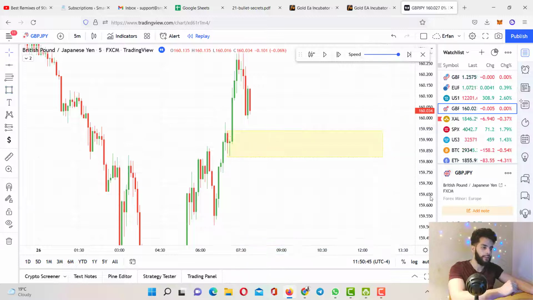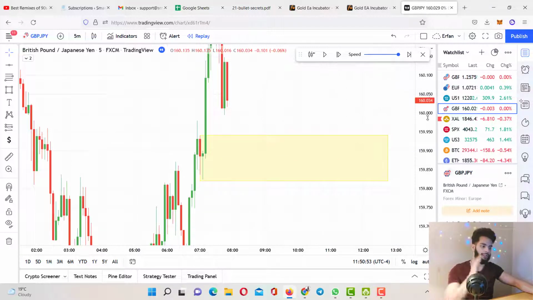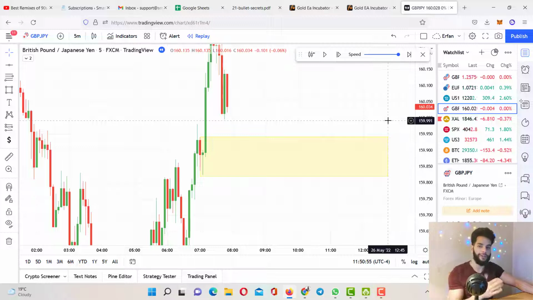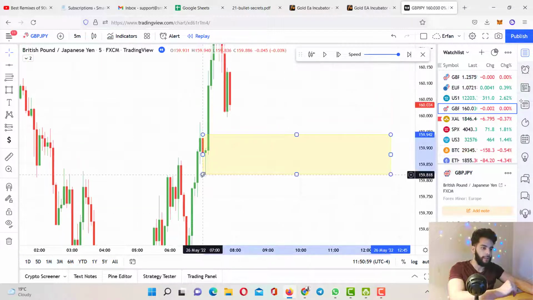So the first high probability demand zone that we have is this one. If you don't know what they are, go check out the video that I'm going to put above this video, the definition of them. I'm not going to waste any time here because I talked about them so many times, God knows how many times. And this is the first high probability demand zone that we have.